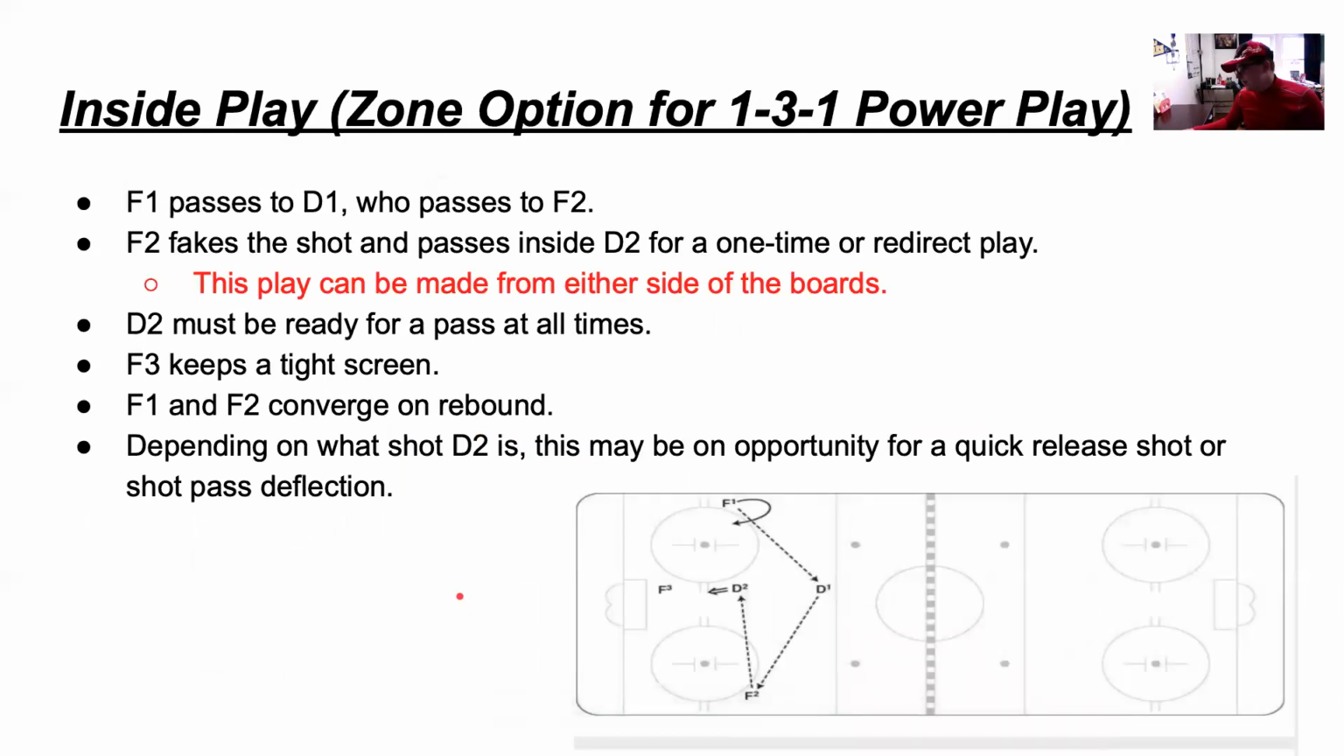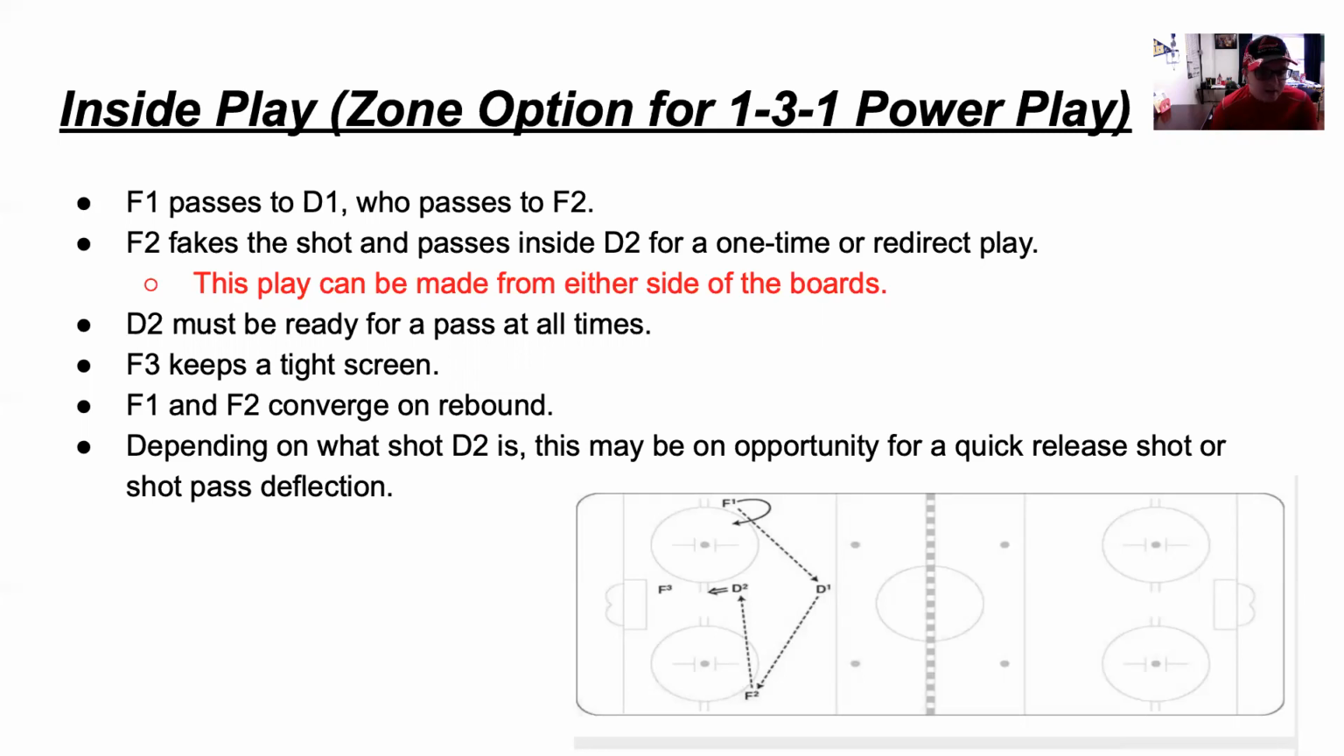So we have the inside play. F1 passes to D1, who passes to F2. F2 fakes the shot and passes inside to D2 for a one-timer or redirect play. And this play can be made from either side of the boards. D2 must be ready for a pass at all times.